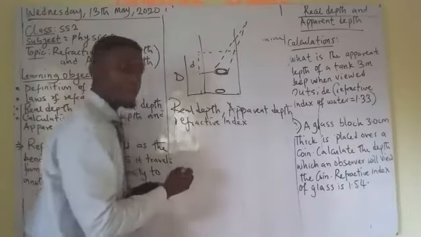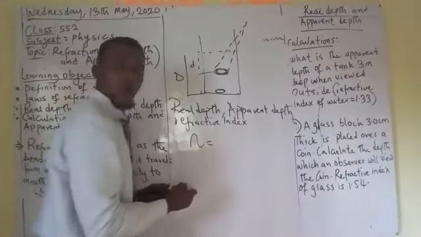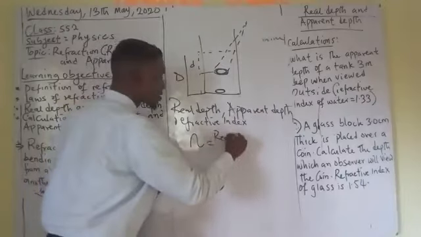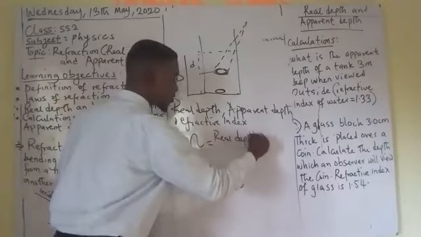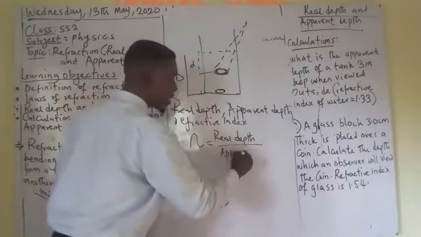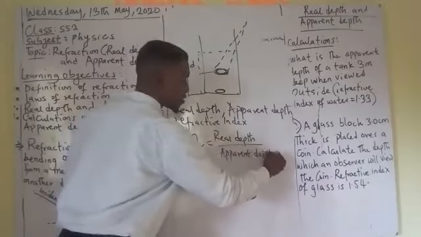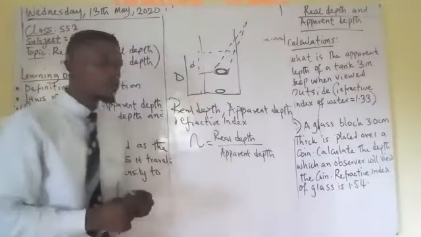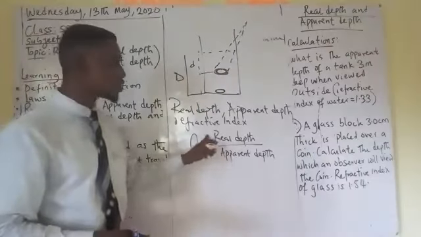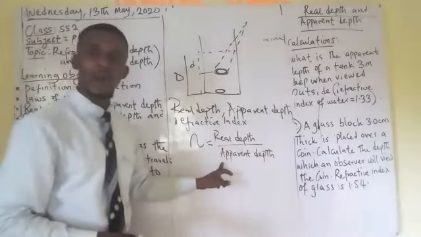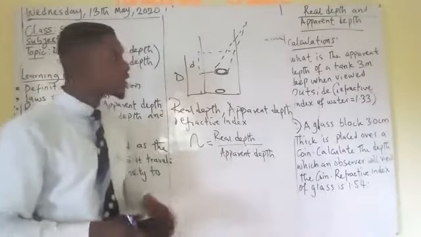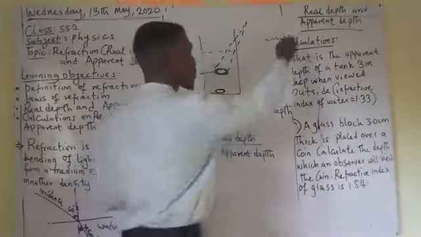Using the formula, your refractive index is equal to real depth all over apparent depth. Okay? So refractive index is equal to real depth all over apparent depth. Now, let us look at a few examples on the board.